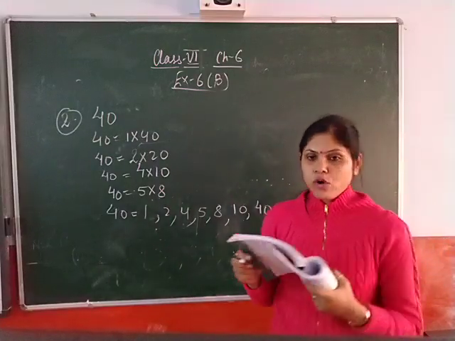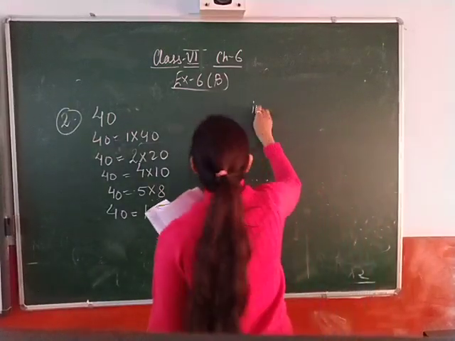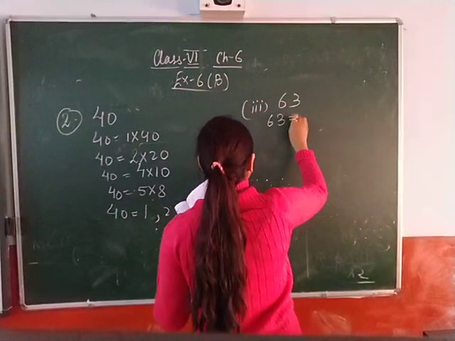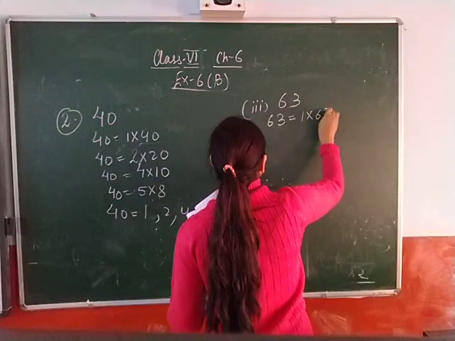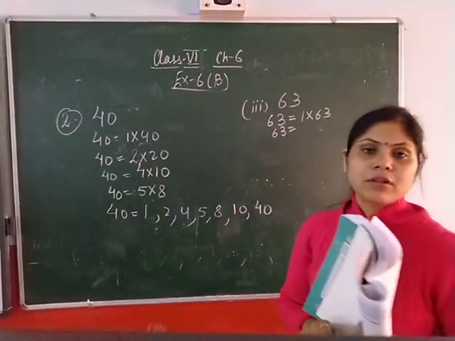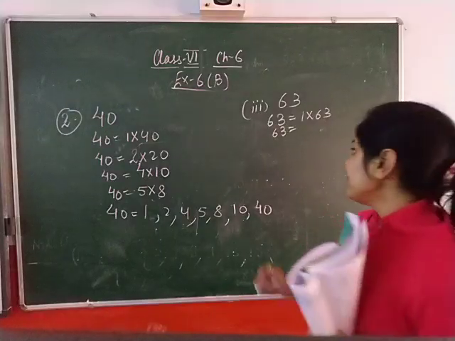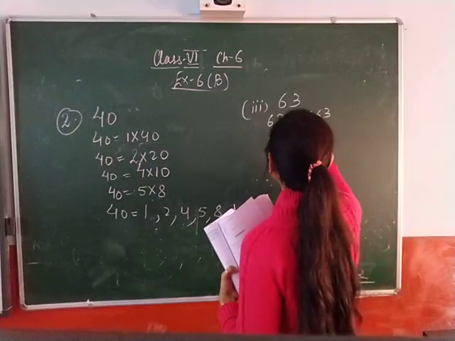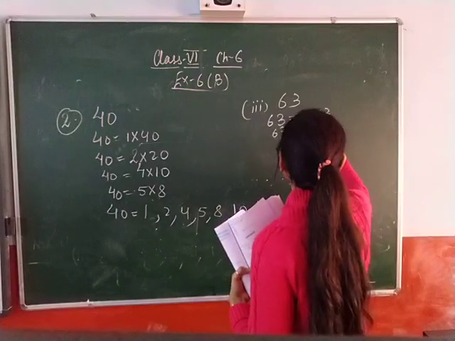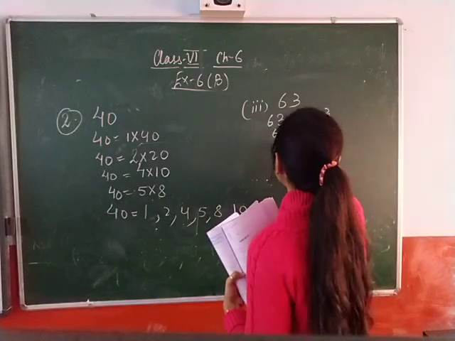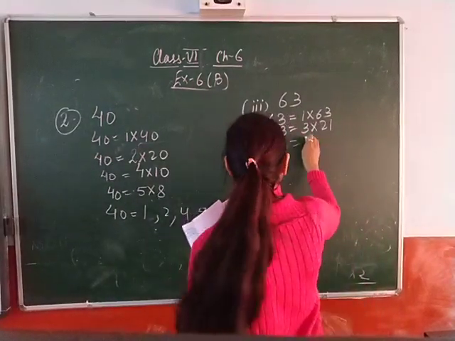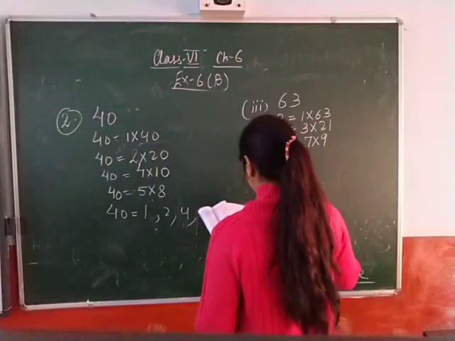Well, let us move on to the third one of this, 63. 63, where will it come? 1 into 63, 63. Next, where will it come? In which table does 63 come? That is, in 3 also it will come, 21. Then 4 will not come, 5 will not come, 6 will not come, now 7, 9 nines are 63.